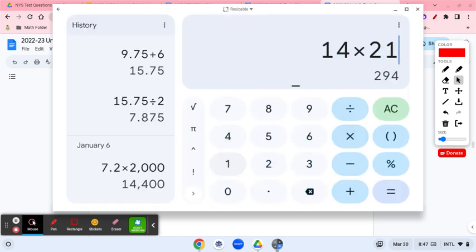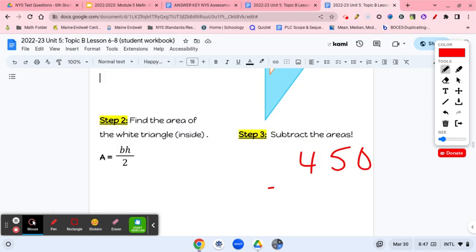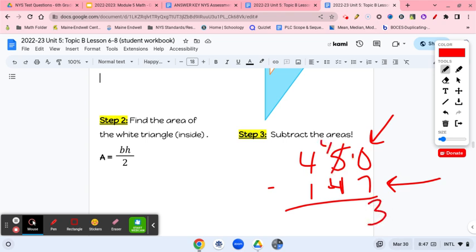14 times 21 divided by 2. 147. So 450 minus 147. Area of the big outside, area of the inside, subtract it. 10 minus 7, 9, 8, 7 is 3, 0, 3. So I'm pretty sure the area of the outside triangle is 303 miles squared. Check my math. Forgive me if I'm wrong, but I'm pretty sure that's the math for those two because I did divide.